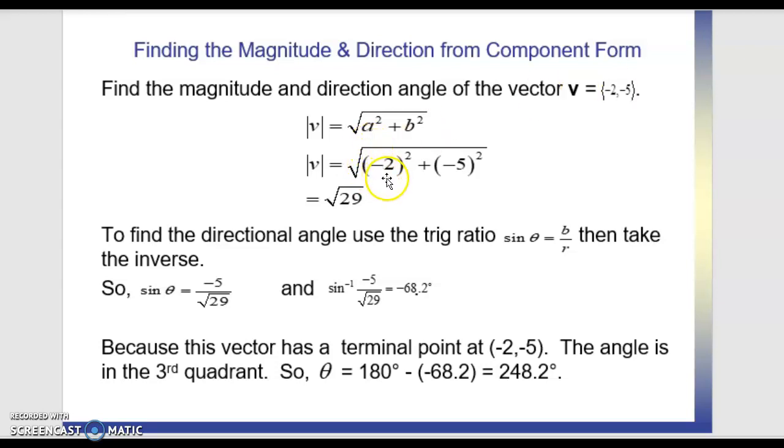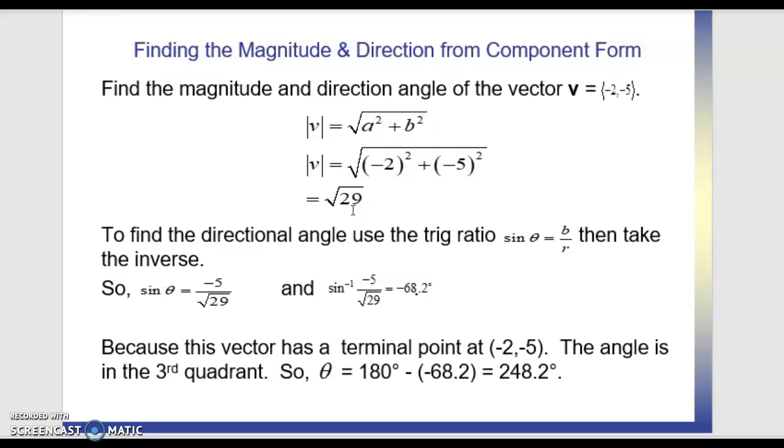So just plugging in the values for A and B, doing what the formula says, squaring the A value gives us 4. Squaring our B value of -5 gives us 25. 25 plus 4 gives us a final answer of the square root of 29 for the magnitude. And now for an example of finding the directional angle.